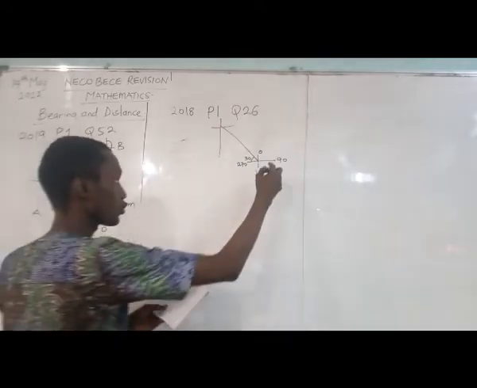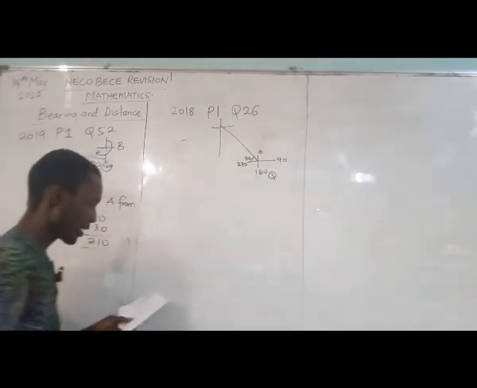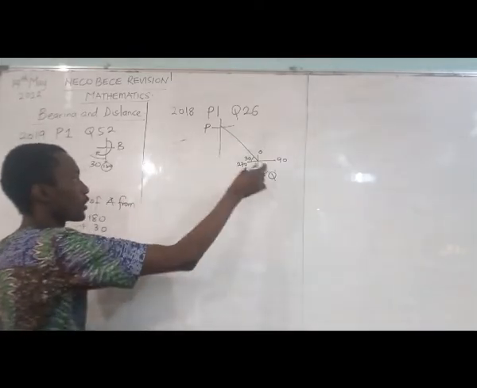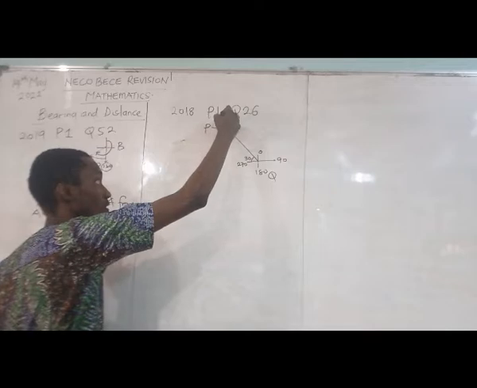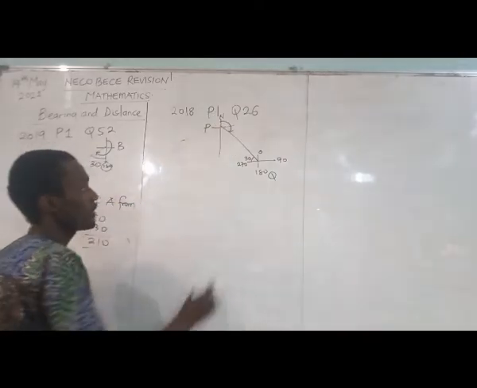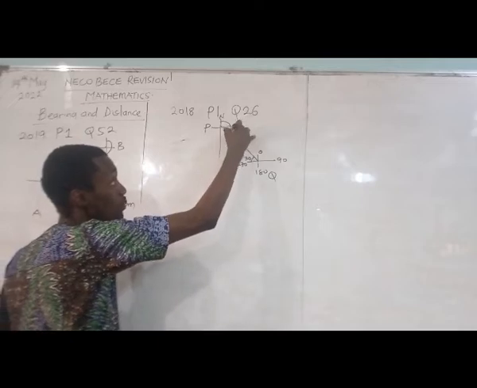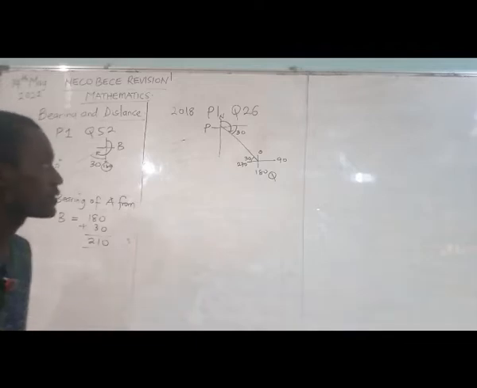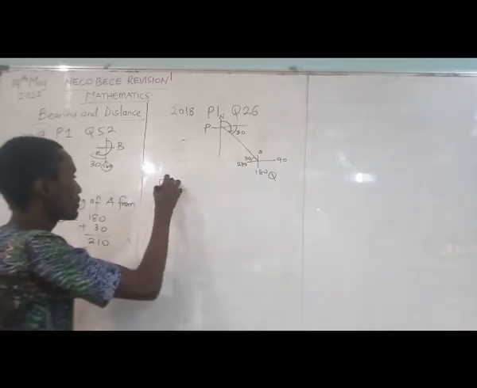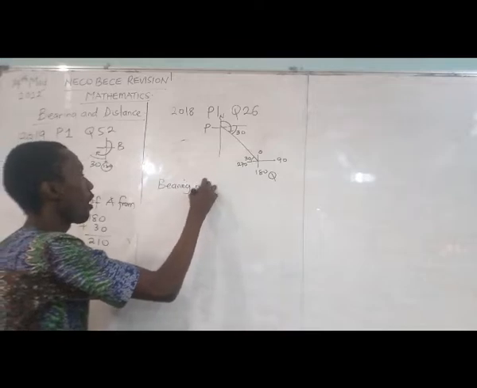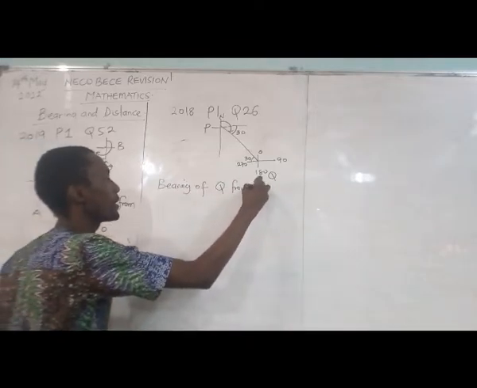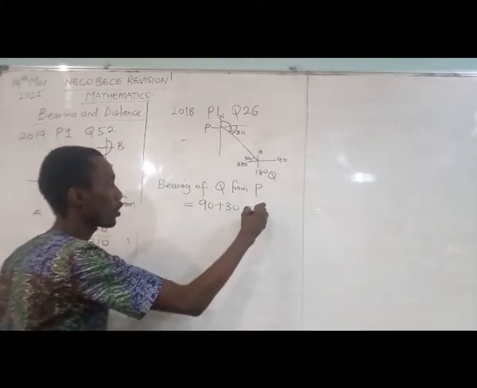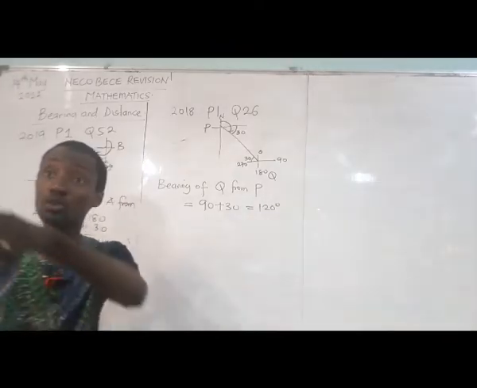Now, this point will be Q. The bearing of P from Q is that. What is the bearing of Q from P? Q from P, you read like this. If this is 30, this will be 30. Add 30 to 90, that will be what? 120. So the bearing of Q from P will be equal to 90 plus 30, and that will be equal to 120 degrees.